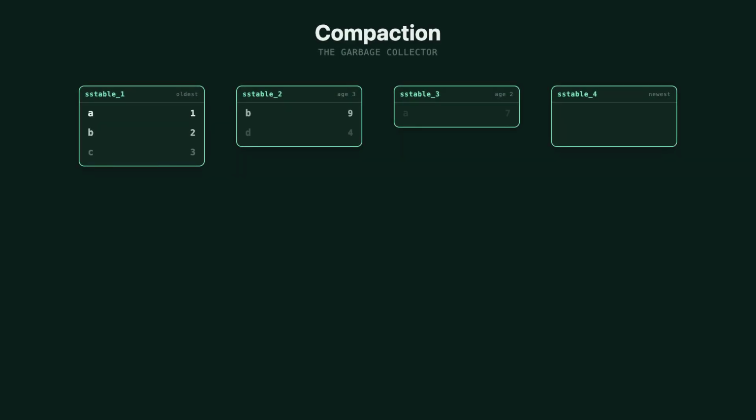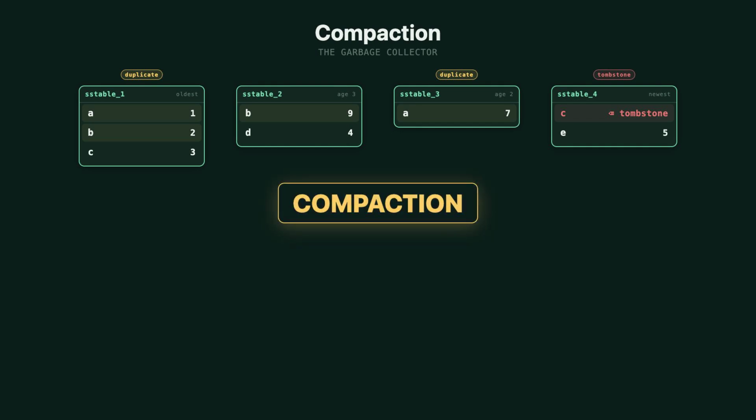There's still a problem. SS tables keep accumulating. Every flush adds another file, and the disk fills with redundant data. The same key written again and again, plus tombstones for keys that were deleted. Compaction is the cleanup job.